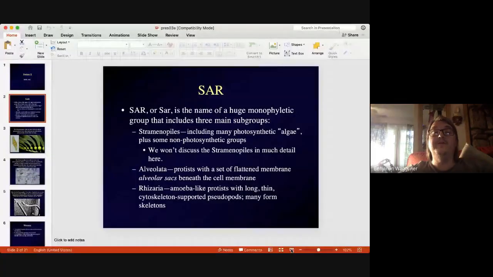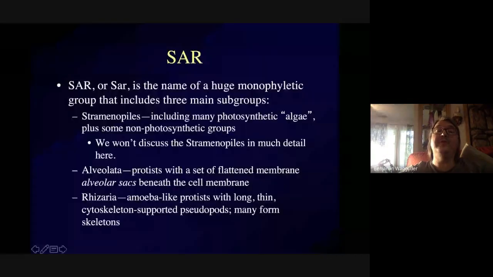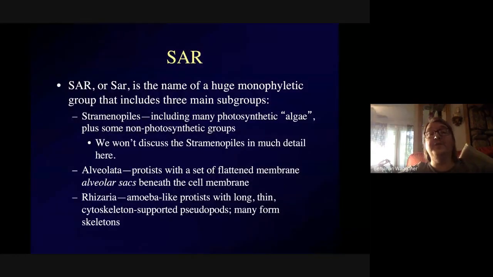Okay, I've said my piece about Amoebozoa. The next really big group of eukaryotes doesn't really have a proper name. It's called SAR. And SAR is made up of three main subgroups: Stramenopiles, alveolates, and Rhizaria. Oofda.